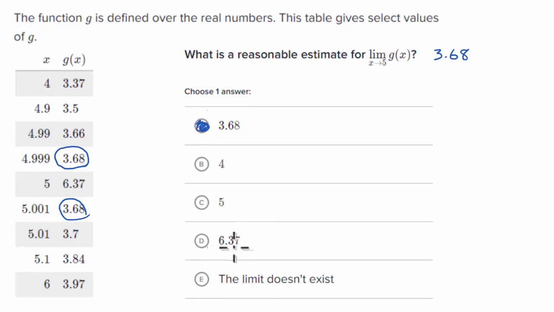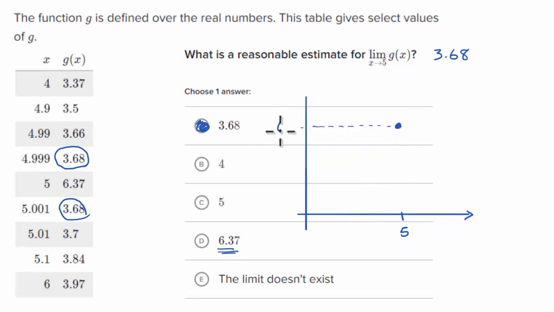And this is probably the most tempting distractor here, because if you were to just substitute 5, what is g of 5? It tells us 6.37. But the limit does not have to be what the actual function equals at that point. Let me draw what this might look like. So an example of this. If this is 5 right over here, at the point 5, the value of my function is 6.37. So let's say that this right over here is 6.37. So that's the value of my function right over there.